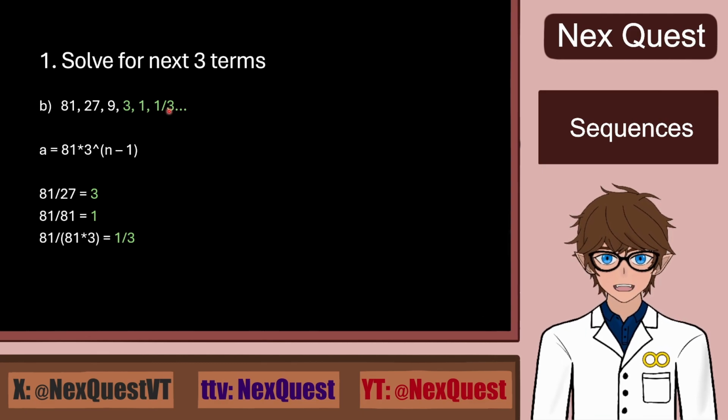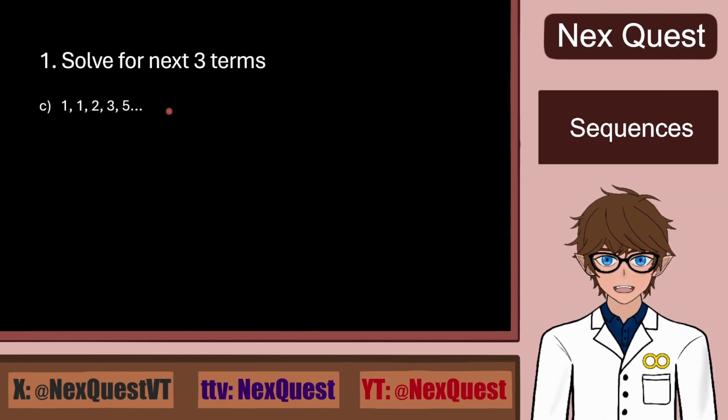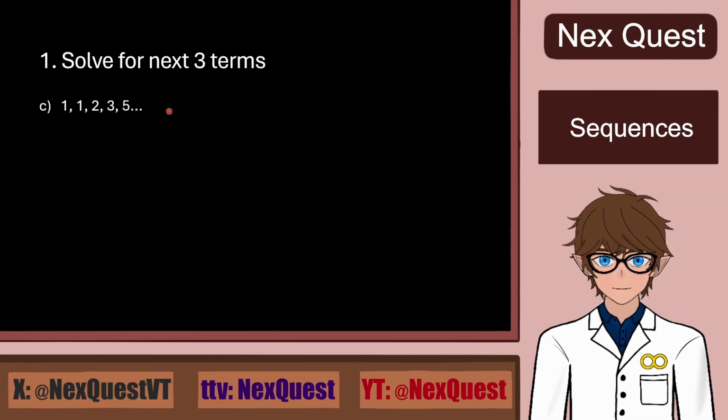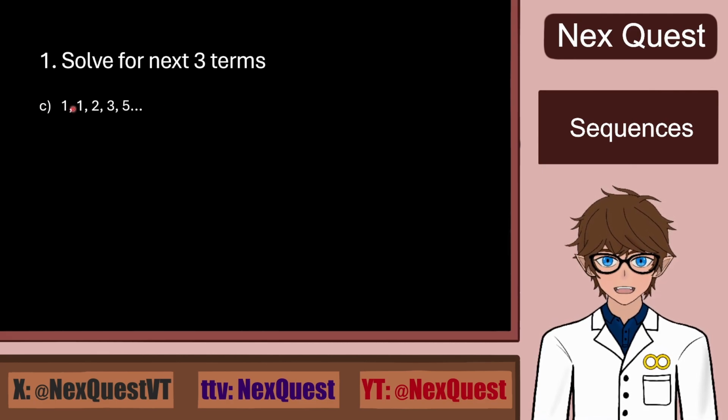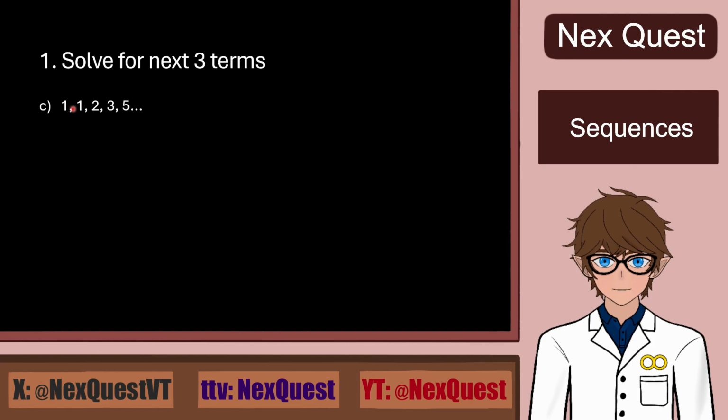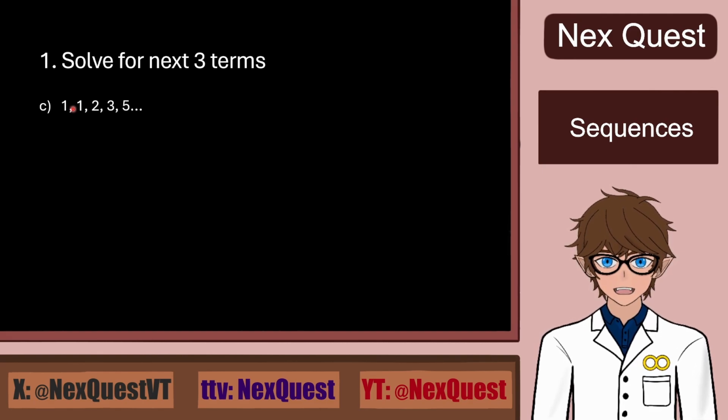Hopefully this is clear to you guys. Now, again, solve for the next 3 terms. We can see that there's neither a constant difference nor a constant ratio, especially because the first 2 terms are the same. So let's see what does change between the terms. Maybe it's a predictable pattern of ratios or differences.